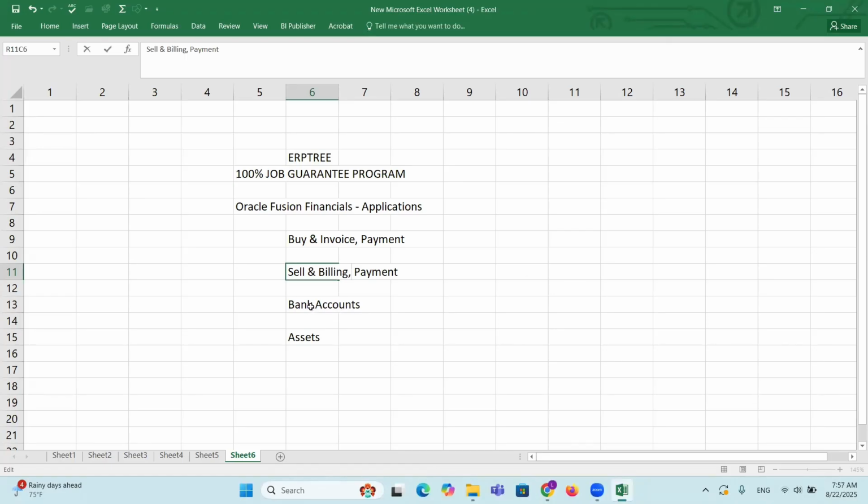When we talk about bank accounts, as an organization, we may maintain multiple bank accounts. How to maintain the bank accounts and how to maintain the bank statements. That would be our focus.